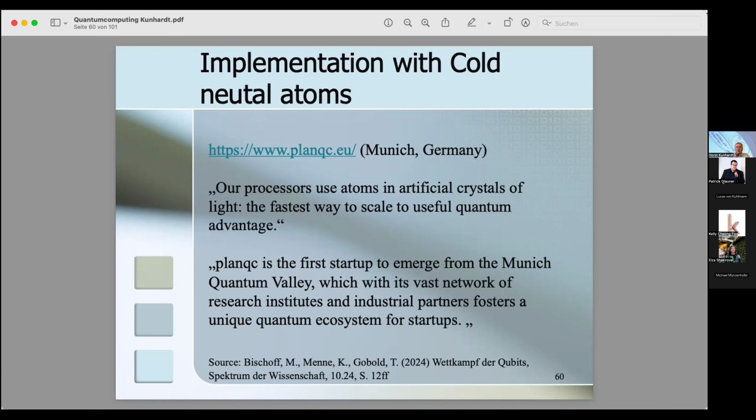Planck Q, it's a startup in Munich around the Technical University, and they say our processors use atoms in artificial crystals of light, the fastest way to scale and to have useful quantum advantage. So it's more in the surroundings of the Munich Quantum Valley. In Munich they try to build up a kind of quantum ecosystem to foster and encourage startups to work in the field of quantum computing.